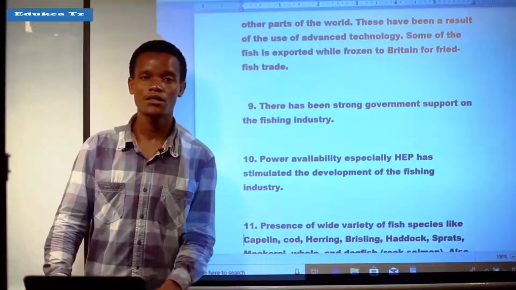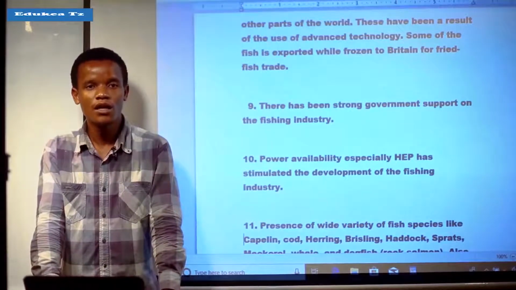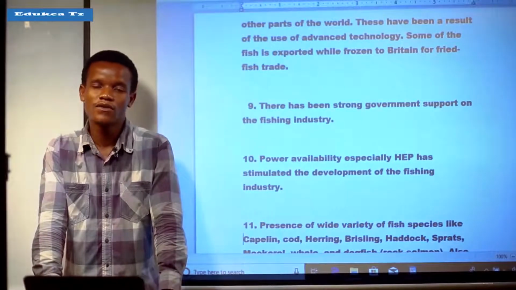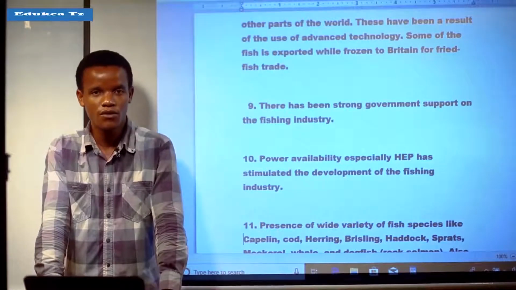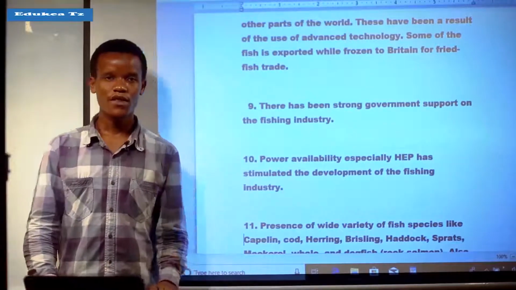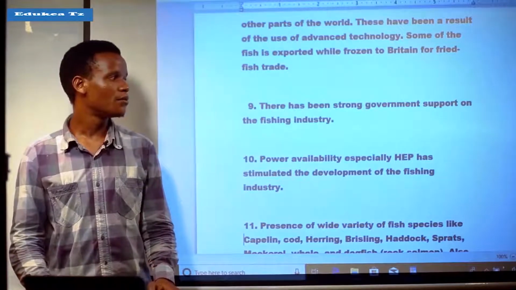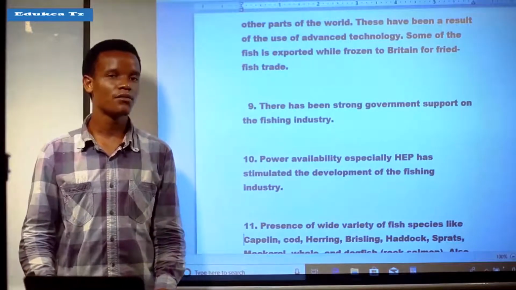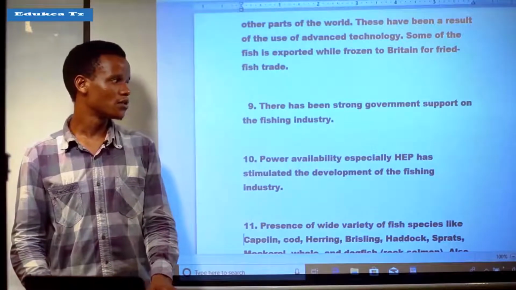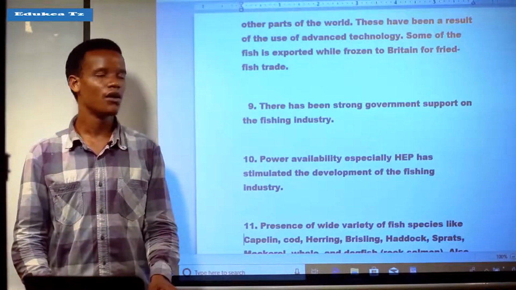So as we know, the government acts as the driving force for any development to occur in a certain country. Due to the availability of advanced facilities and technology found in Norway, and also because the government of Norway keeps emphasizing the development of the fishing sector, the Norwegian government provides strong support to the fishing industry.